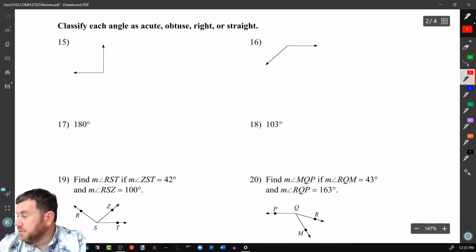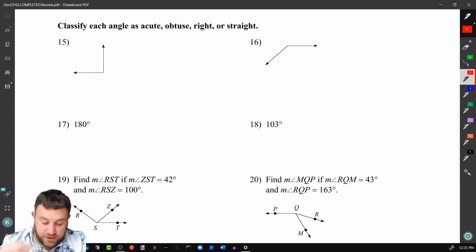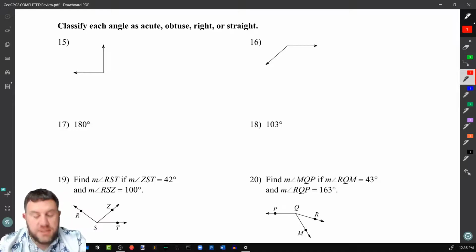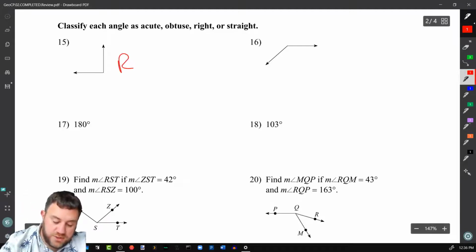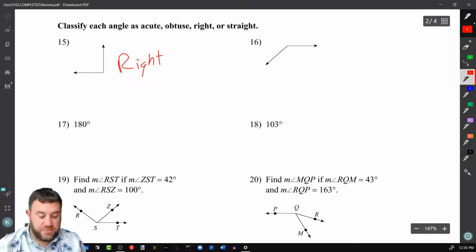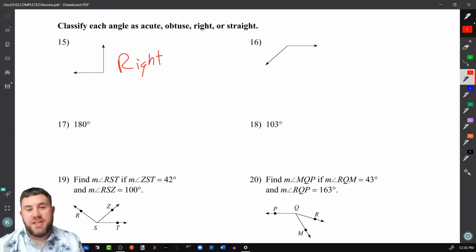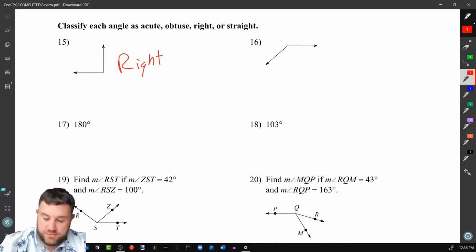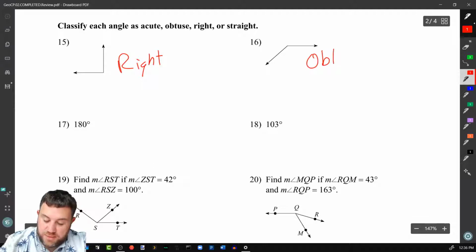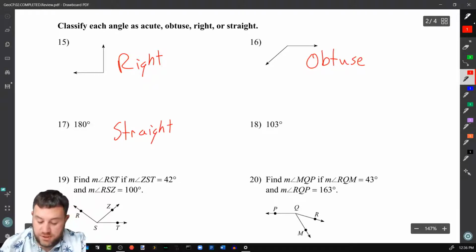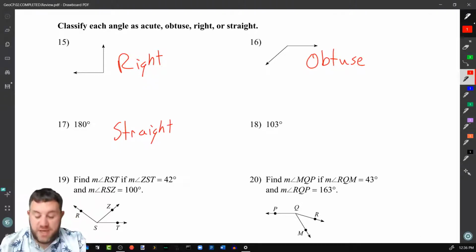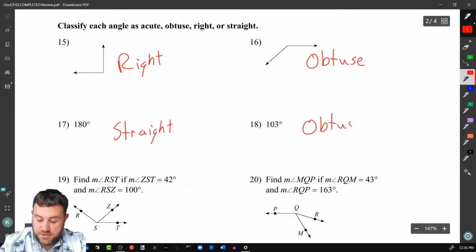15 through 18, we're looking at classifying our angles: acute, obtuse, right, or straight. And for the pictures, it's what it looks like. So for 15, you can assume that's a right angle. It appears to be a right angle. I won't give you one that's 91 degrees or 89 degrees as a picture that you can't really tell. 16 is obtuse. 17, 180 degrees. If it's exactly that amount, it's a straight angle. And 18 is greater than 90 and less than 180, so it's obtuse also.